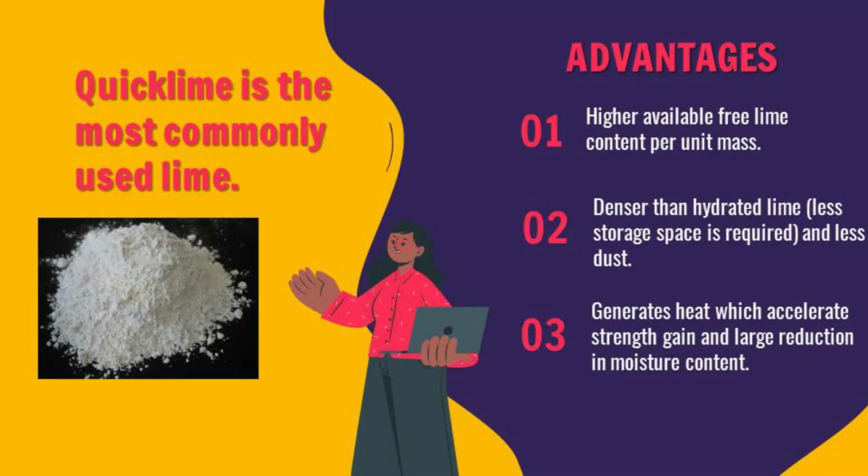Quicklime is the most commonly used lime. So what are the advantages of quicklime over hydrated lime? The first one is that quicklime has a higher available free lime content per unit mass. The second one is that it is denser than hydrated lime and produces less dust. And the last one is that it generates heat, which accelerates strength gain and gives a large reduction in moisture content.